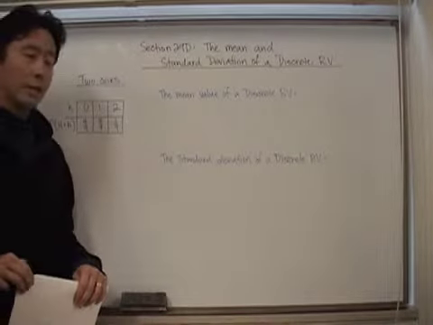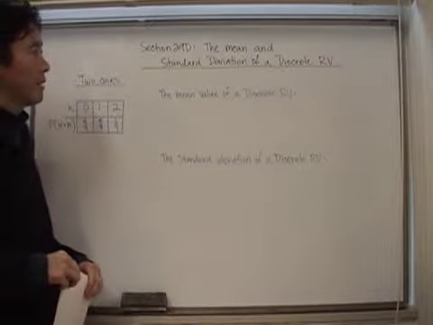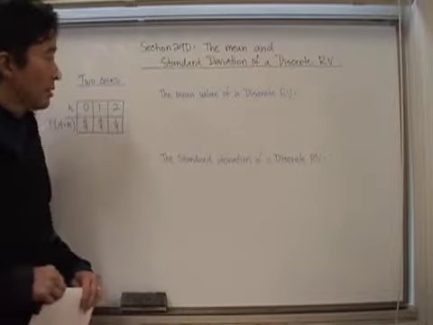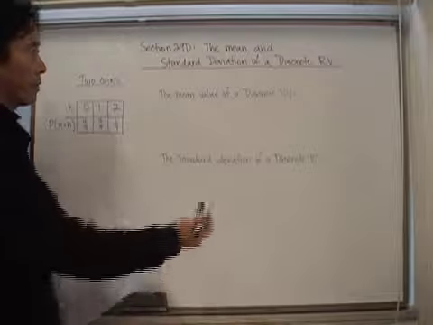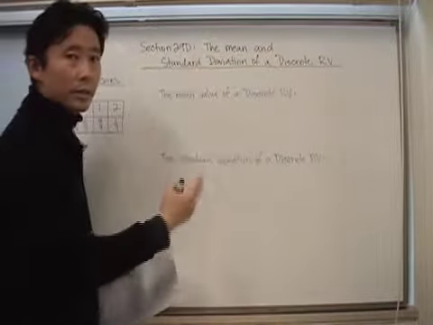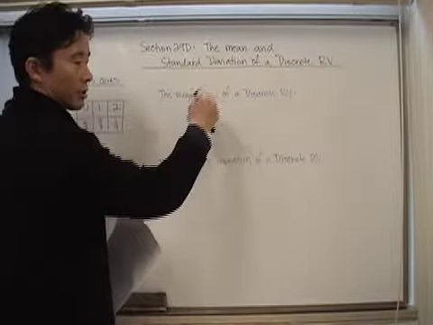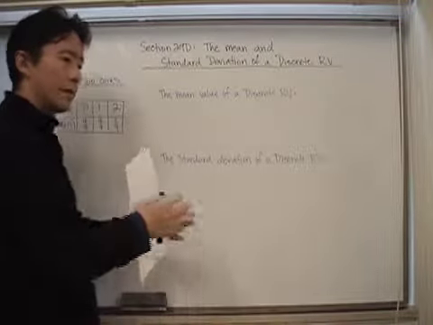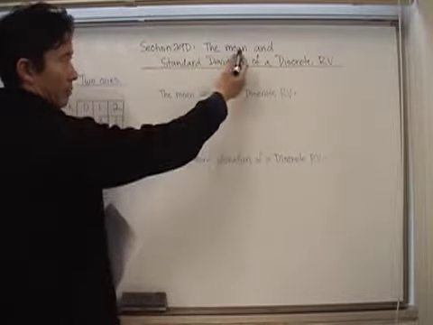Okay, let's take a look at Section 29D. In Section 29D, we talk about the mean and the standard deviation of a discrete random variable. Remember when we talked about statistics, we also mentioned that whenever we refer to the standard deviation, it is always related to the mean. So if we want to talk about the standard deviation, which shows how spread out the information is, or how spread out the probability distribution is, we want to first determine what the mean is.